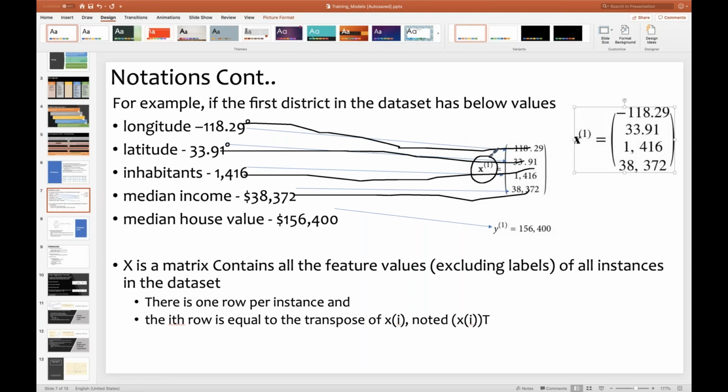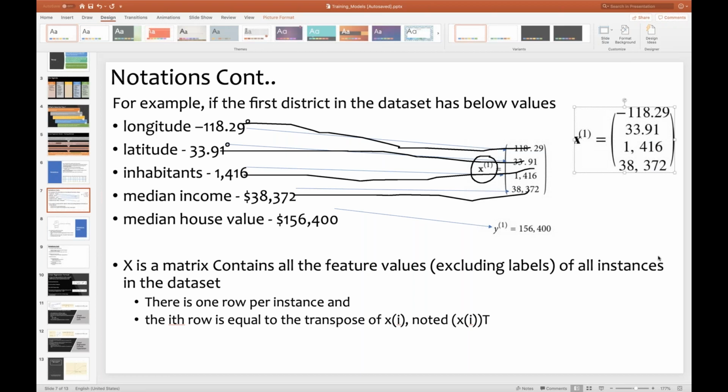When I talk about X as a whole, then I'm talking about all the instances. Please be aware of this difference. When I say x of 1, that is for the first instance only. When I'm talking about X, that is the whole outcome of all the instances. Now, X is always a matrix.